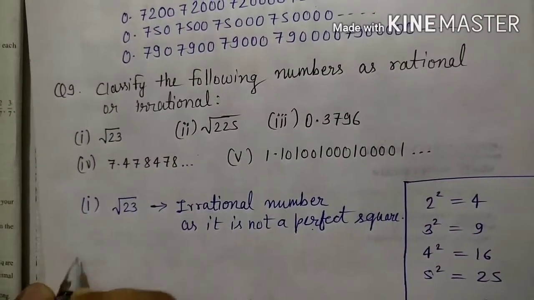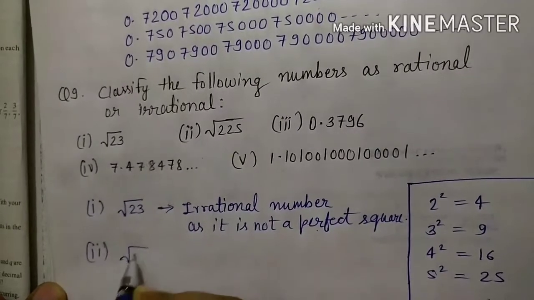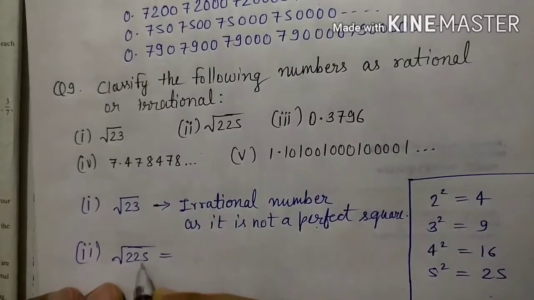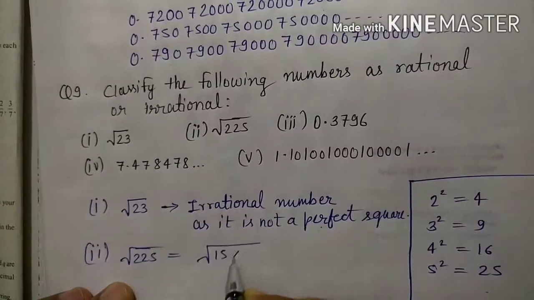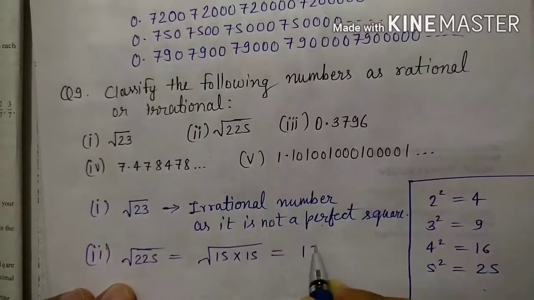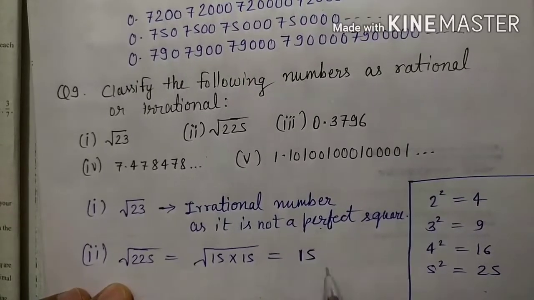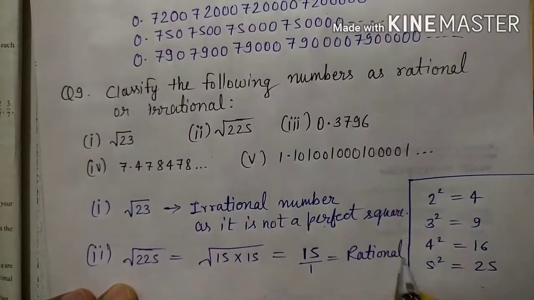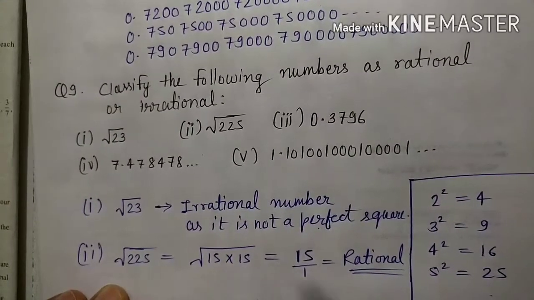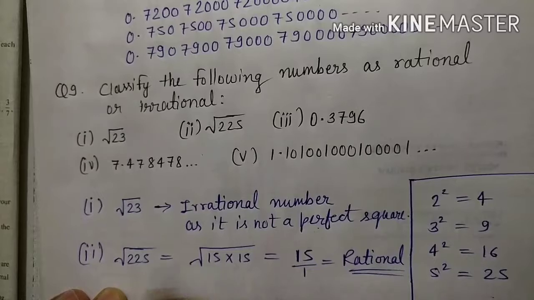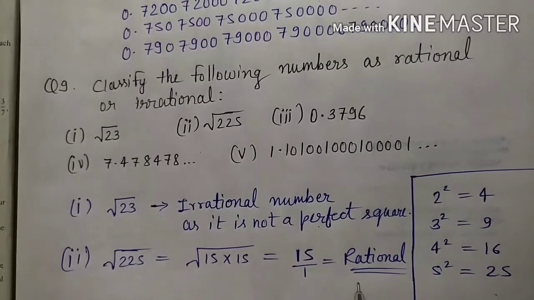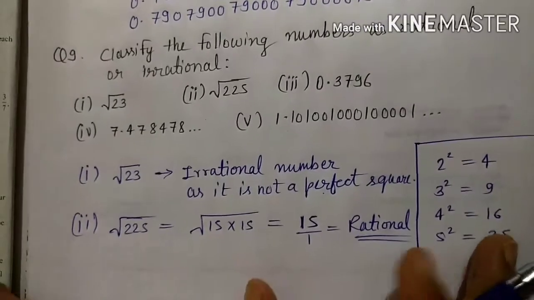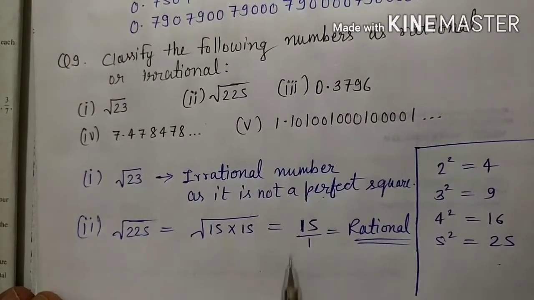Next, the second part gives us root 225. We have learned the square table already. 225 comes when we multiply 15 into 15, so 15 will come outside, and 15 we can write as 15 upon 1, so it becomes a rational number. We don't need to prove anything here, because 15 is the square root of 225. It is a whole number, and we can write 15 upon 1, so it is a rational number.